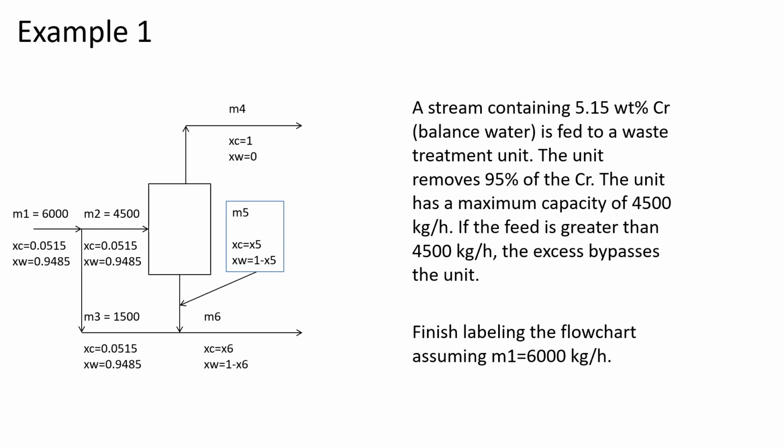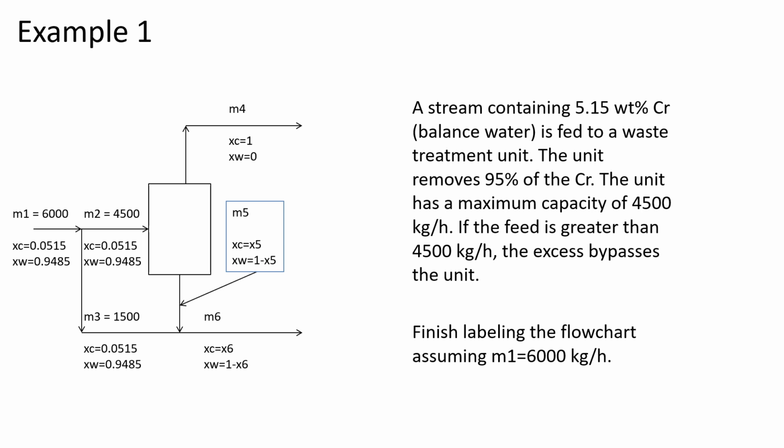We don't know the flow rate of the stream, so we'll use the variable M6 to represent it. And we'll use the variable X6 to represent the mass fraction of chromium in the stream. Because the mass fractions must sum to 1, the mass fraction of water will be 1 minus X6. Now this process flow diagram is fully labeled.